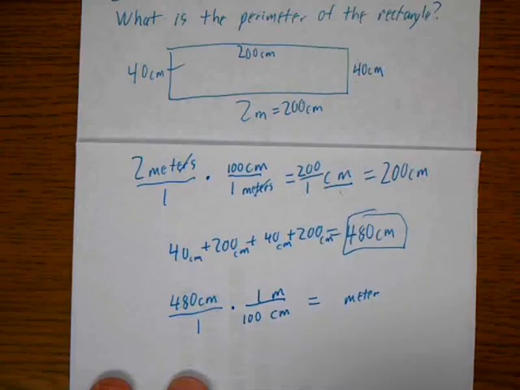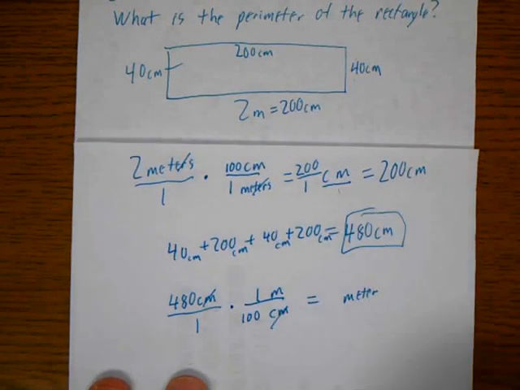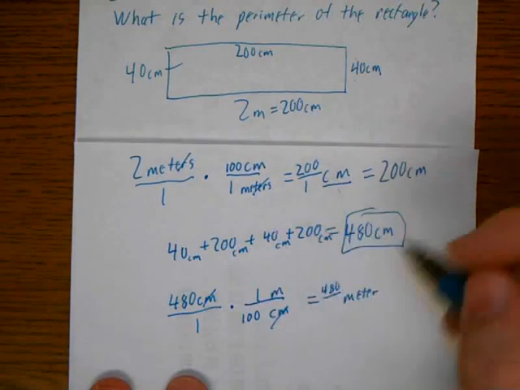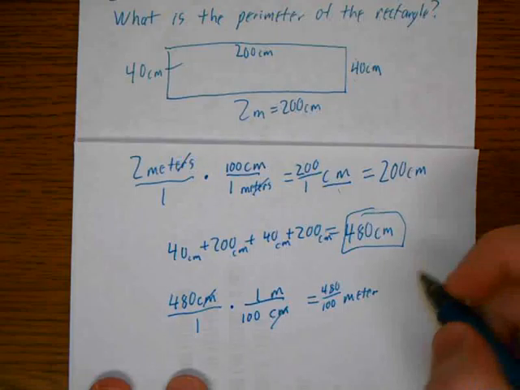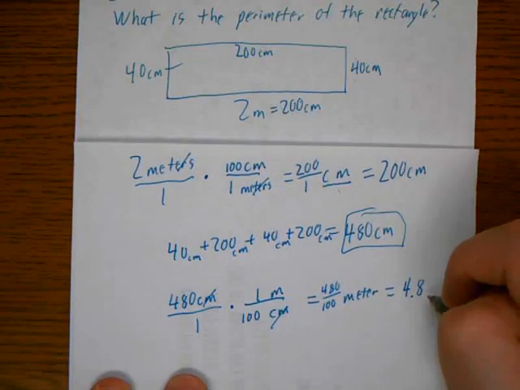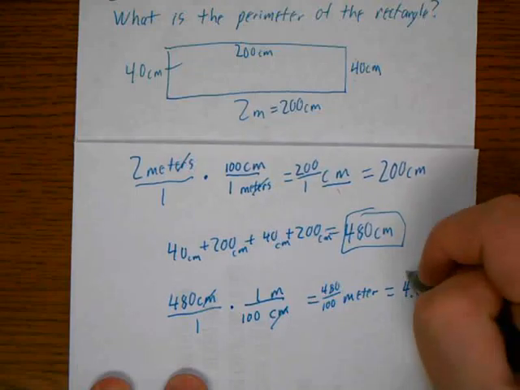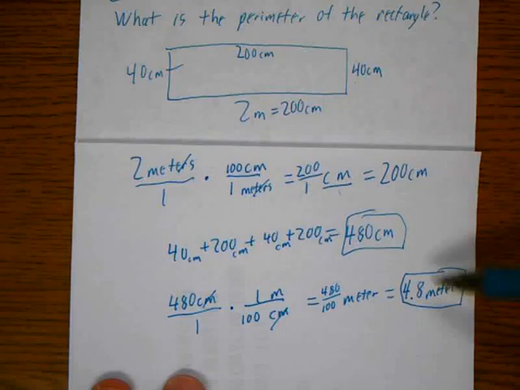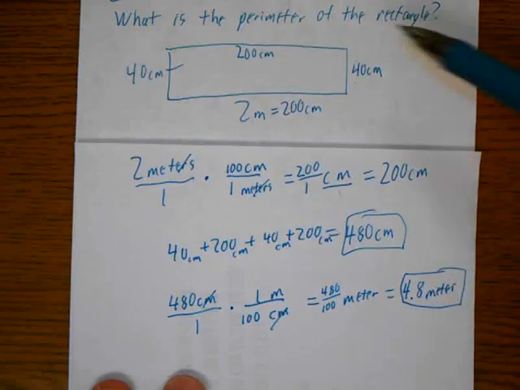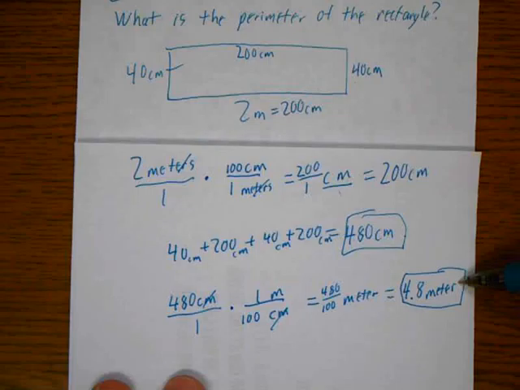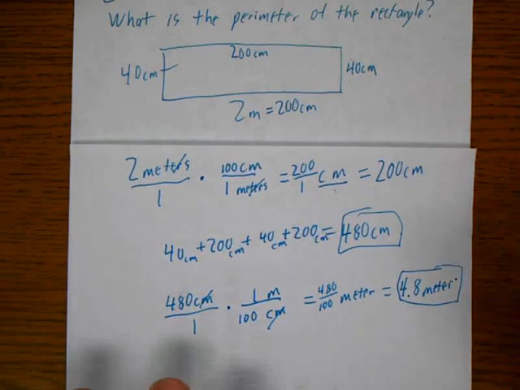Now, we said there were 100 centimeters for every 1 meter. Our centimeters would cancel, and we'd be left with just the meters that we wanted. 480 times 1 on the top is 480, and 1 times 100 on the bottom is 100. So I would finally just divide that out, and I would get 4.8 meters. So depending on what they asked you the answer for, in this case it didn't specify, so we'd be good with either answer. But if it asked you for the perimeter in centimeters, you would give this answer. If it asked you for the answer in meters, you would give this answer.